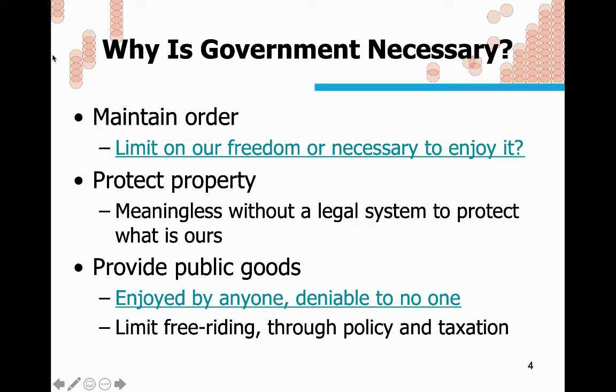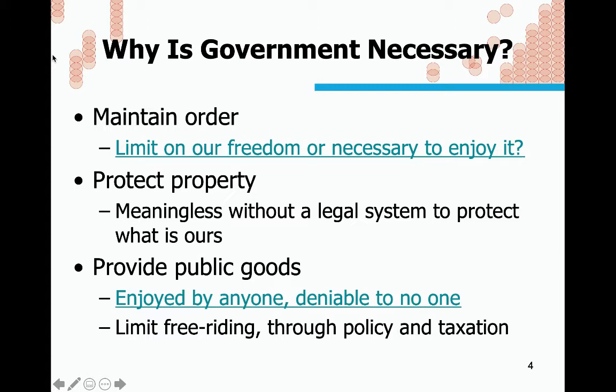Lighthouses. Right? There's no economic benefit to providing this good. You can't deny their use to anyone because they're just there out in public. And that means that governments are left to provide these goods. So that's another reason why government is necessary.